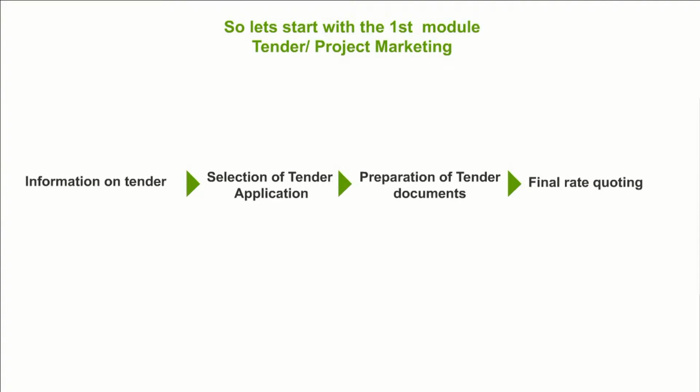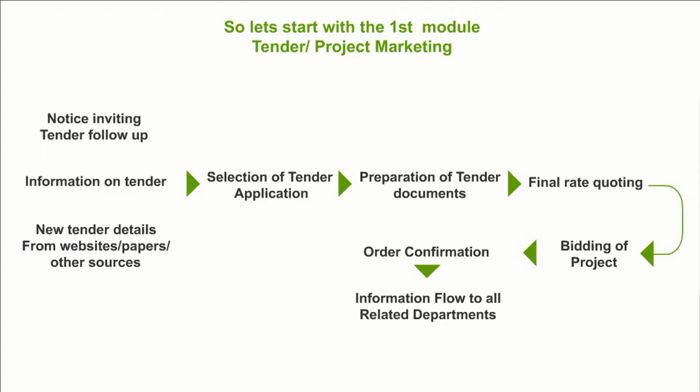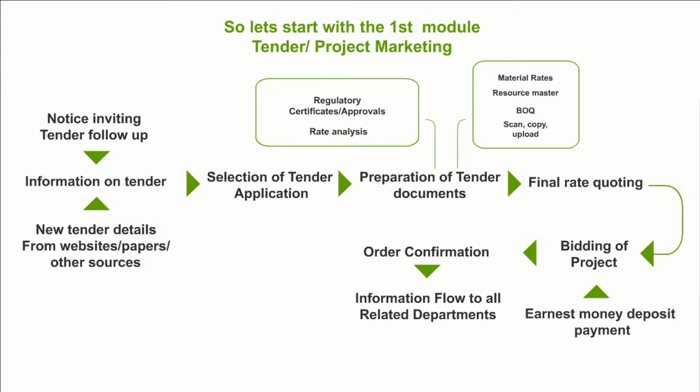So let's start with the first module of tender or project marketing. This is the flowchart of tender and project marketing. You get information on tender from newspaper, websites, and other sources. You can select the tender application. You can create tender documents after rate analysis and necessary approvals, do final rate quoting, bid for the project. After the order is confirmed, the communication goes to other necessary departments.